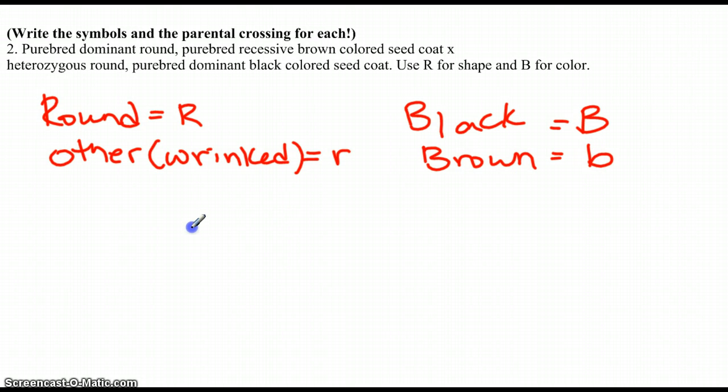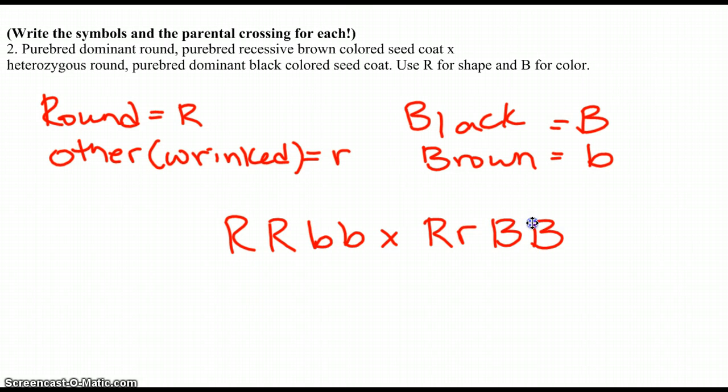Now my parents. I've got purebred dominant round, so two capital R's. Remember, we're going to put the first trait and then the second trait behind it. Purebred recessive brown, so two little b's. Then I have heterozygous round, so big R, little r. Purebred dominant black, two big B's. Just read it carefully, and if I were you, I would go back and double check the parents, because like I said, when we're doing monohybrid crosses, if you write the parents down wrong, form the gametes, make the square, anything you answer, if you're off one letter, will affect your answer.